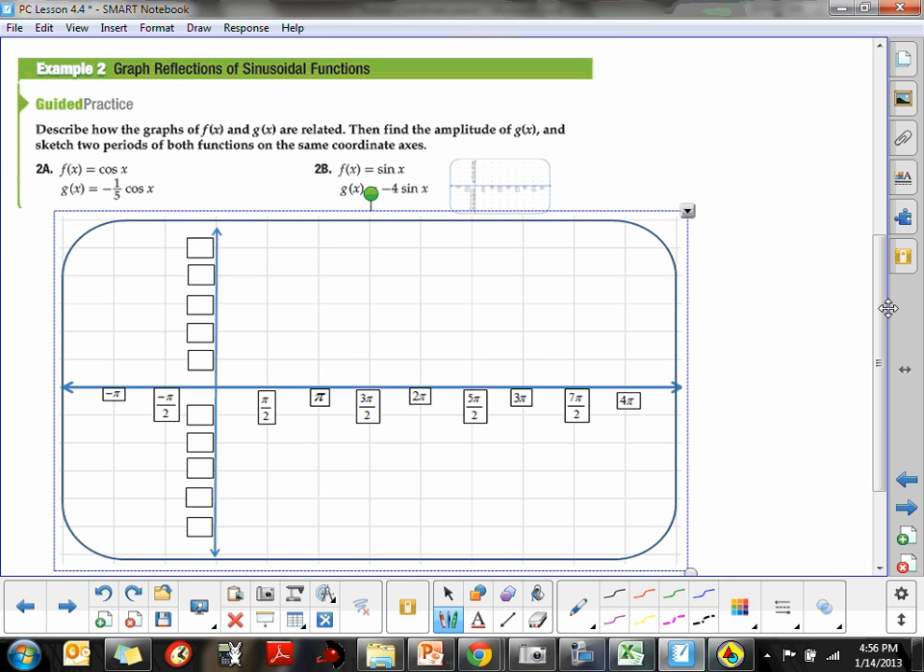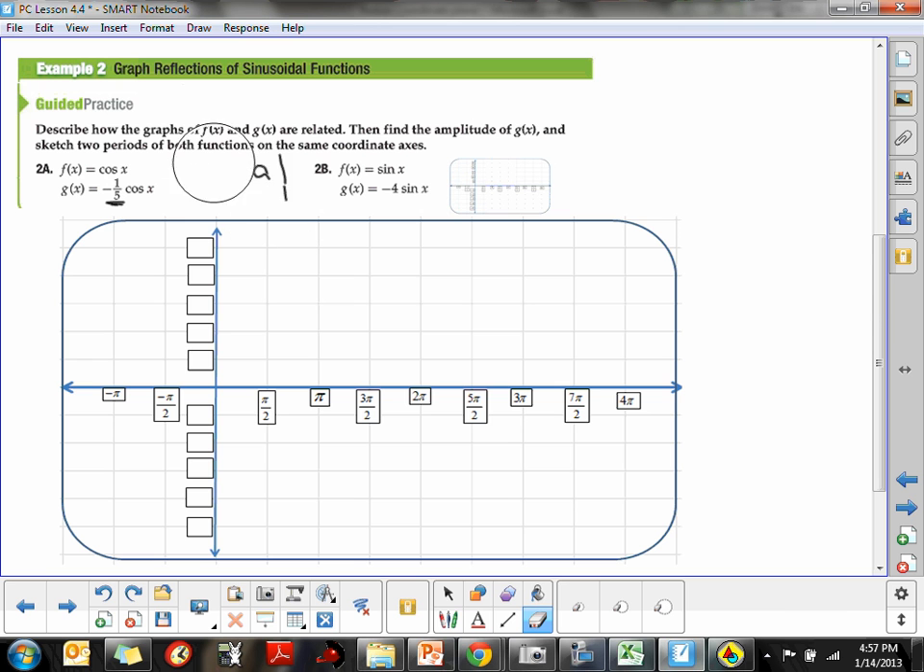We can see by our equation that the amplitude looks like it's a negative 1/5, but the amplitude is really always the absolute value of that leading coefficient. So the amplitude is the absolute value of negative 1/5, which is just 1/5. Now we're going to graph our cosine graph of x. We're going to put in here 1/5, 2/5, 3/5, 4/5, 1, and then negative 1/5, and then go down to negative 1.